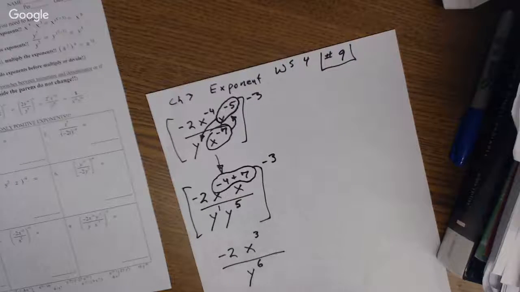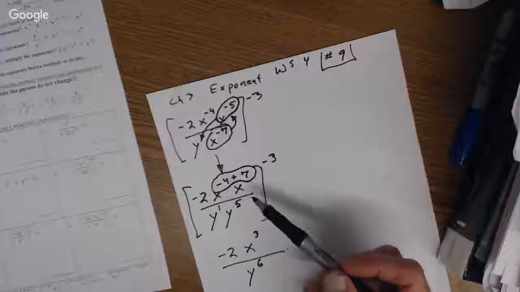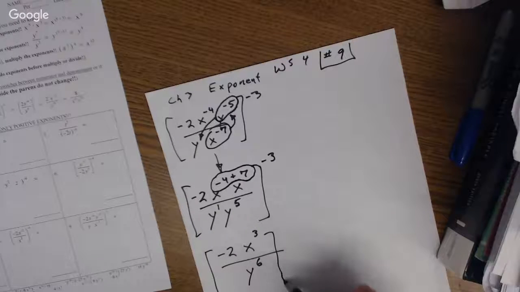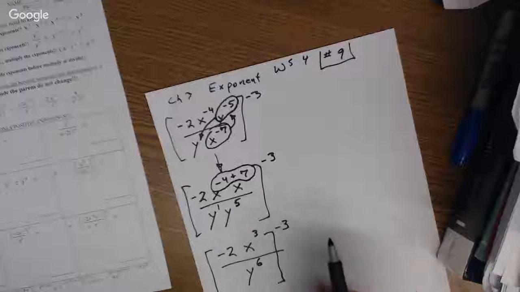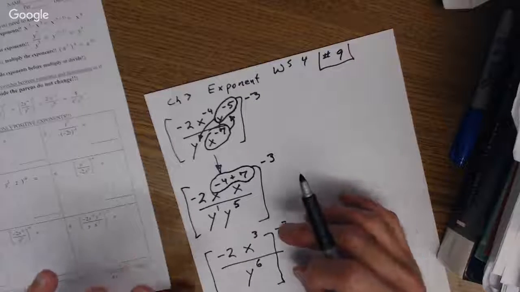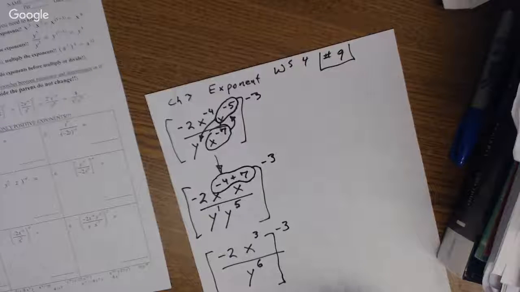So what I like to do is make what's inside the parentheses simpler and then deal with that exponent on the very outside at the end. So I've made what's inside the parentheses as simple as I can. Now I'm just going to turn the whole thing upside down and make this exponent on the outside positive.